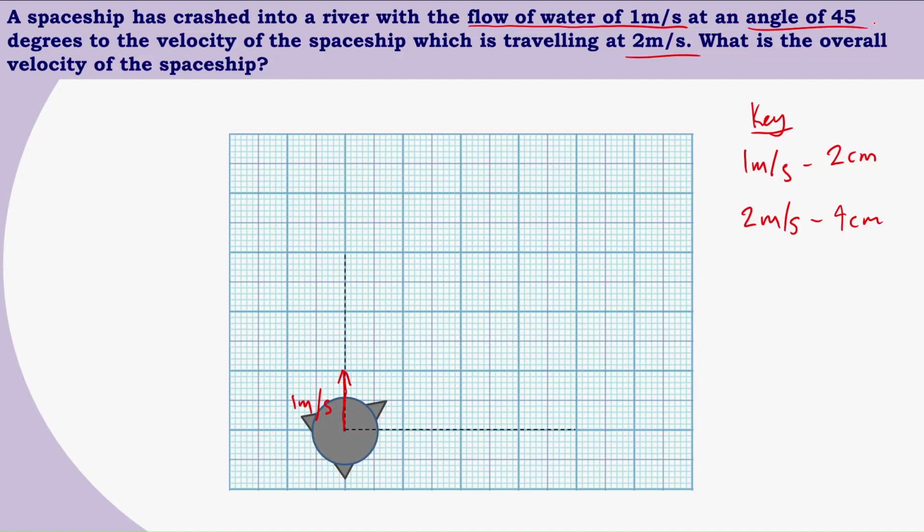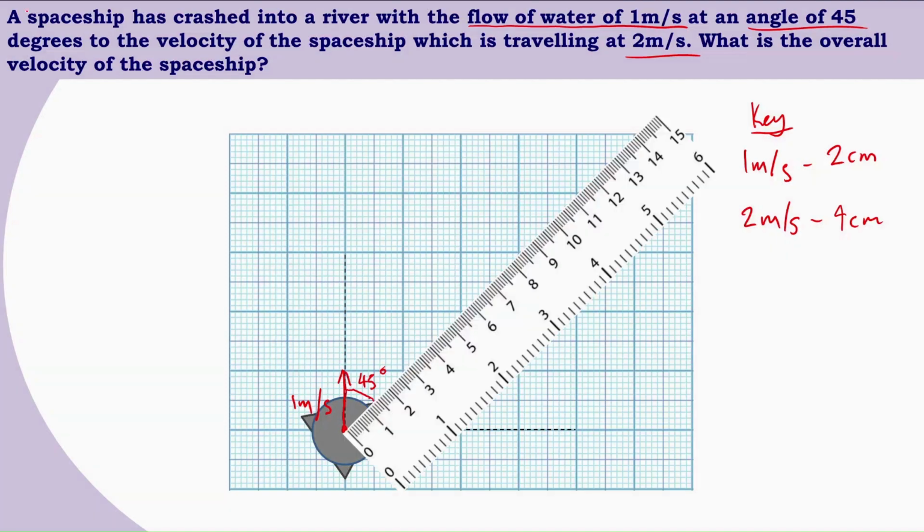It says at 45 degrees, so I'll have to use a protractor and I will measure the angle from the origin and of the first velocity vector, and that will go down to 45 degrees there. Okay, and then we'll draw the second vector. So now I'll place my ruler with an angle of 45 degrees to the first vector, as it says in the question, and I can draw 4 centimeters worth of vector, and I can label that 2 meters per second.